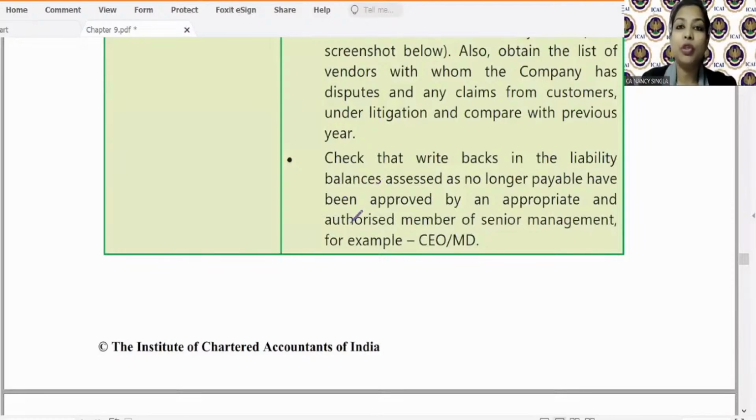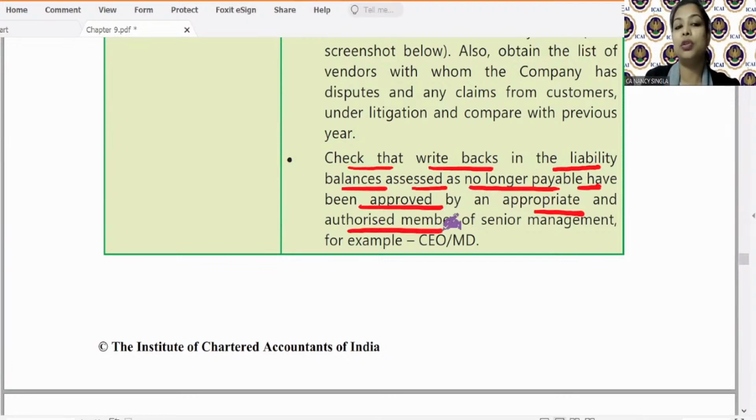अब यहाँ पे it might be possible ना that certain trade credit, your trade payable और creditor is now not payable, तो उसको write back करोगे ना, because that is no more, that is not a liability, है ना. ठीक है. So check that write backs in the liability balances assessed as no longer payable have been approved by appropriate authorized member of senior management like CEO, MD, है ना. कोई approve करेगा तभी तो आप write back कर सकते हो ना. ठीक है. Is it clear, है ना.